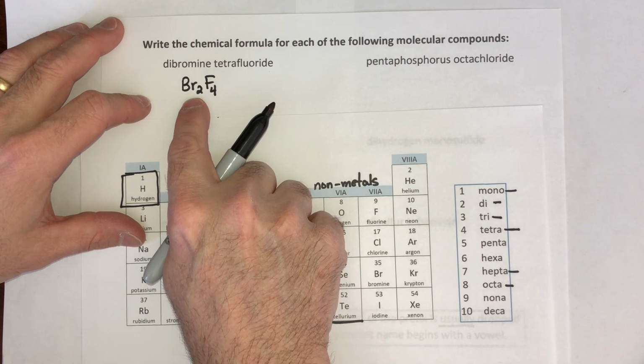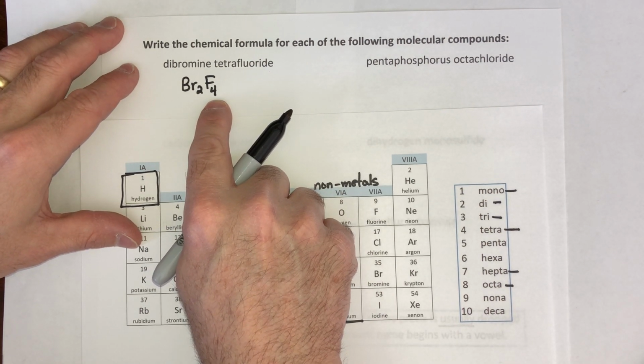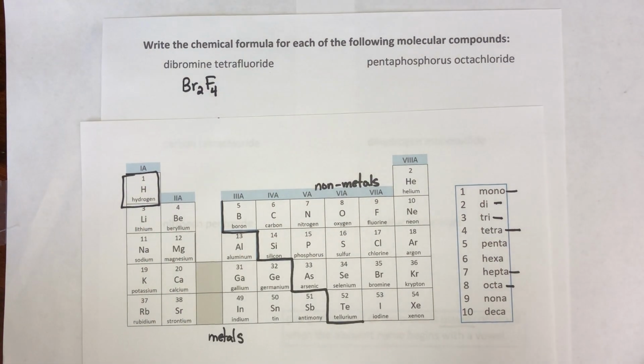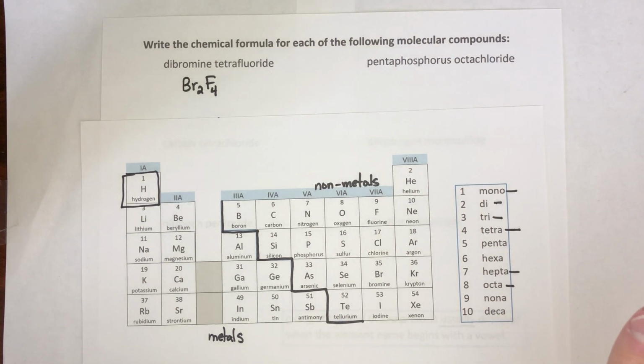So it would stay as Br2F4. It would not reduce to BrF2. That only works for ions. Same thing with the switching of the charges, right? The switching thing only works for ions, not for these.